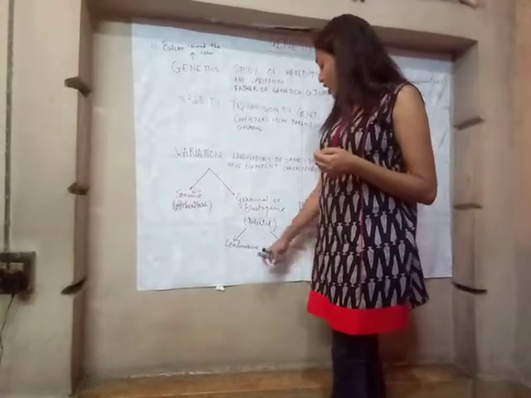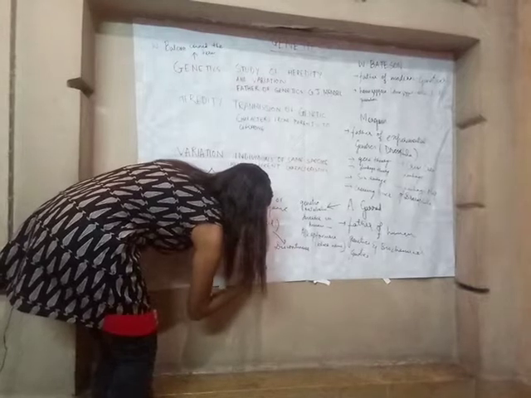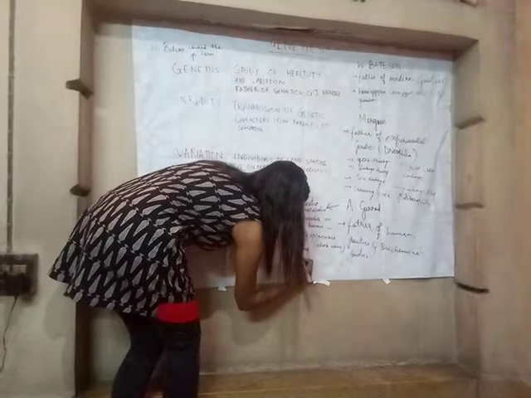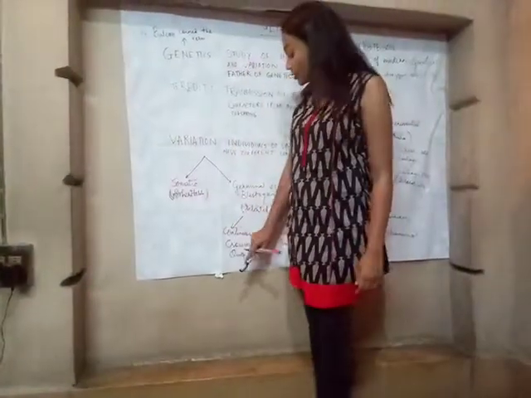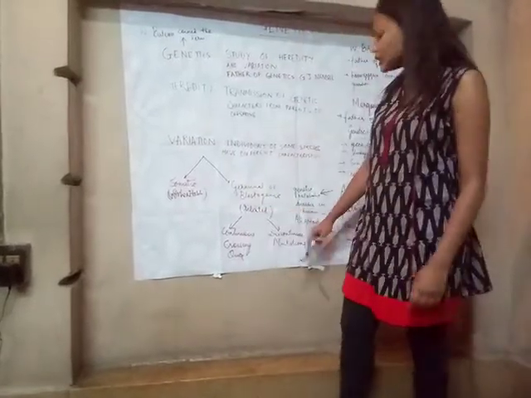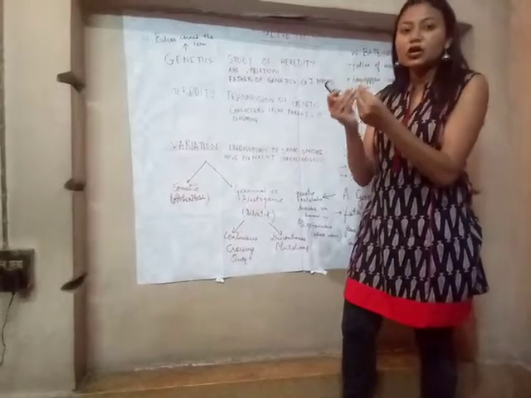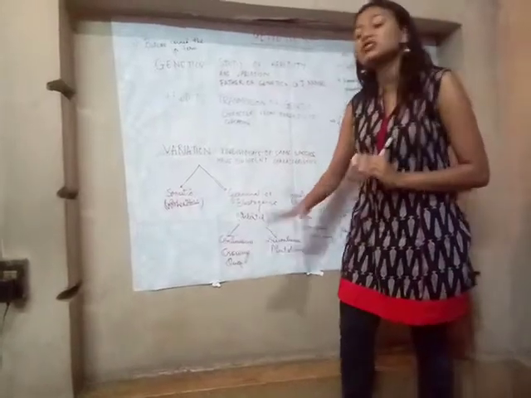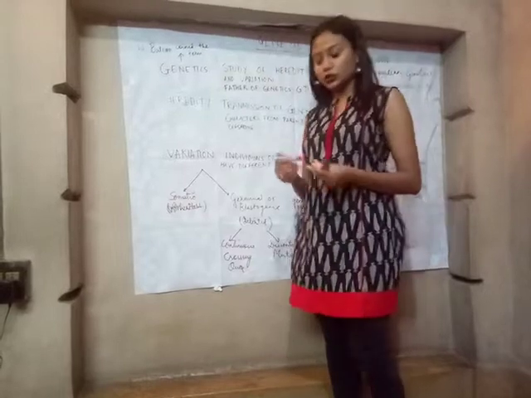So, continuous variation happens due to crossing over, and discontinuous happens due to mutations. What is mutation? Mutation is a sudden change. So, discontinuous variations therefore occur in gaps and continuous variation does not occur in gaps. Okay? Understood?